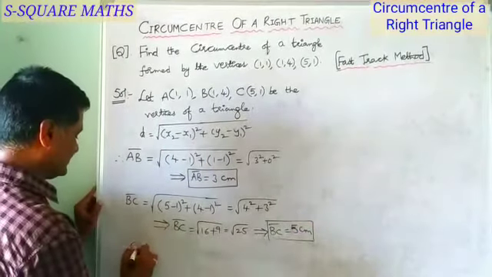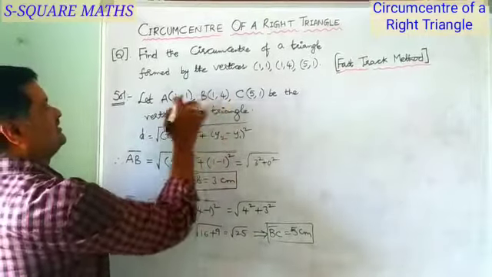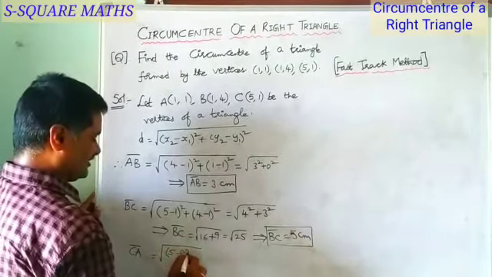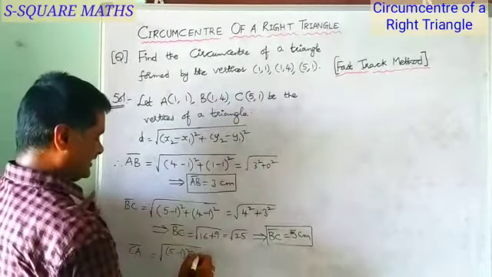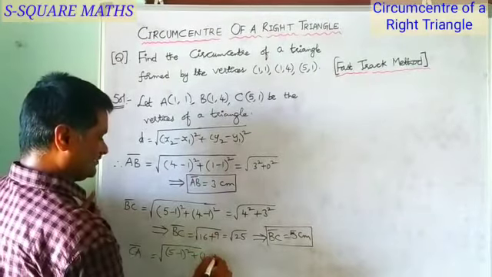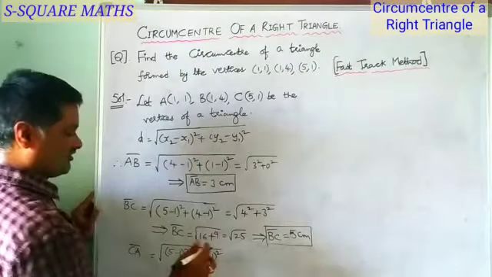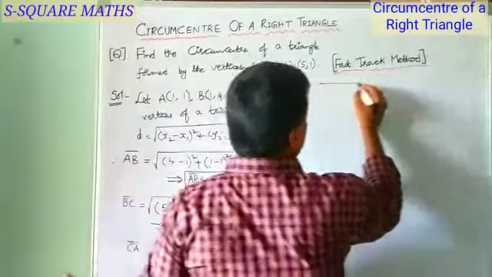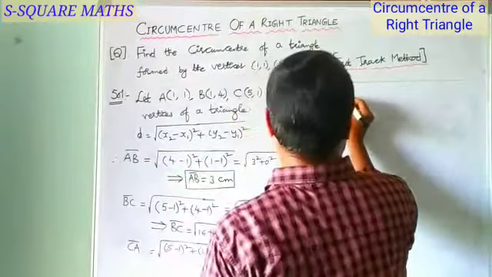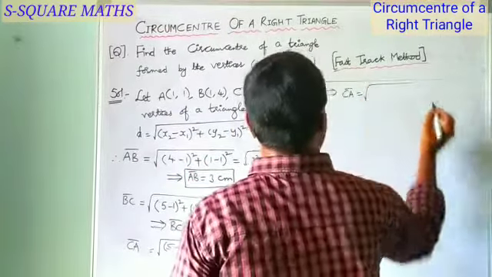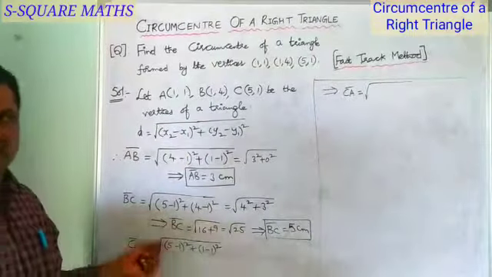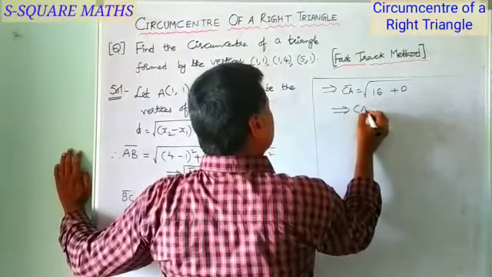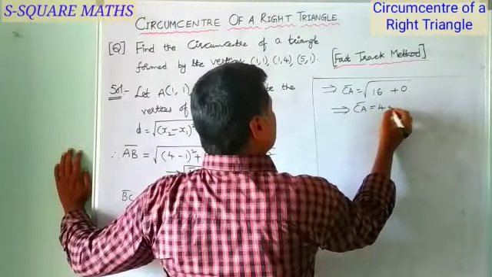Next, consider CA or AC. Again, root of (5 minus 1) the whole square plus (1 minus 1) the whole square. So 1 minus 1 is 0, and 5 minus 1 is 4. This implies CA is root of 16 plus 0. Finally CA will be 4 centimeters.